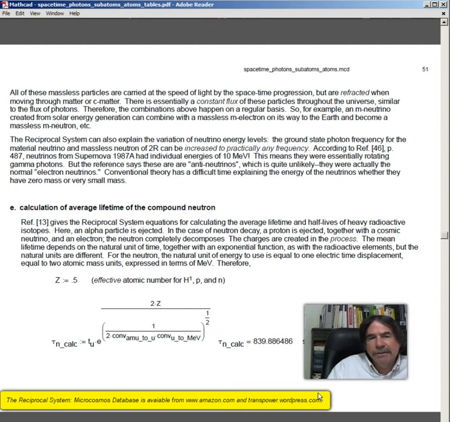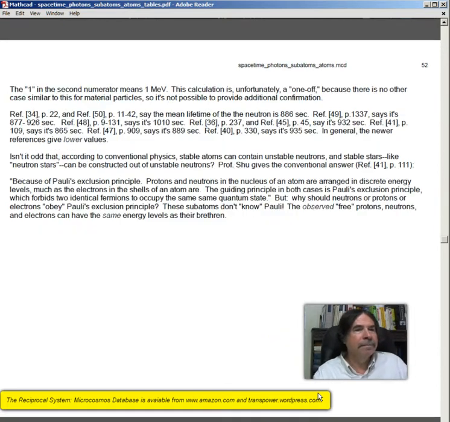For the neutron, the natural unit of energy to use is equal to 1 electric time displacement equal to 2 atomic mass units expressed in terms of MeV. Therefore, Z equals 0.5, which is the effective atomic number for H1 and the proton and the neutron, the compound neutron. And so we get the equation for tau. You can read it there, equation 38. And the result is 839.886486 seconds. The 1 in the second numerator means 1 MeV. This calculation is unfortunately, quote, a one-off, because there's no other case similar to this for material particles, so it's not possible to provide additional confirmation.